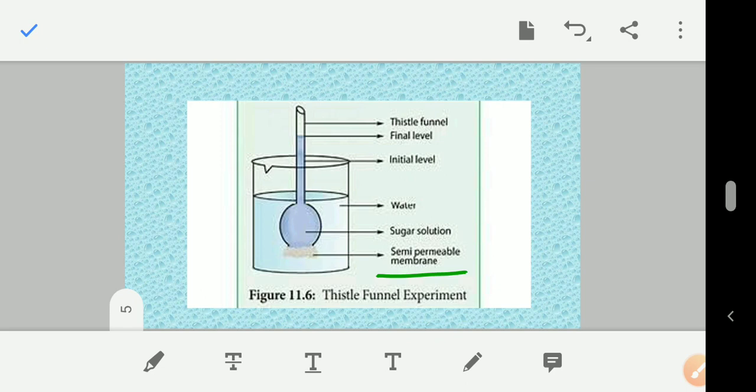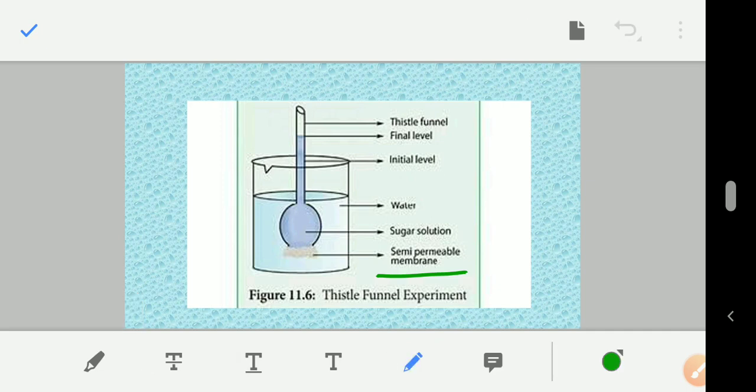Or the semi-permeable membrane, and water as soil water. The level of water raised from the initial level to the final level. It means endosmosis takes place.